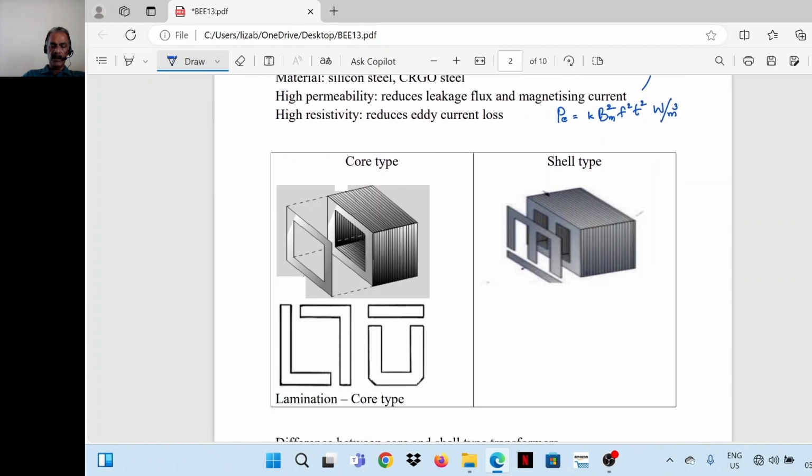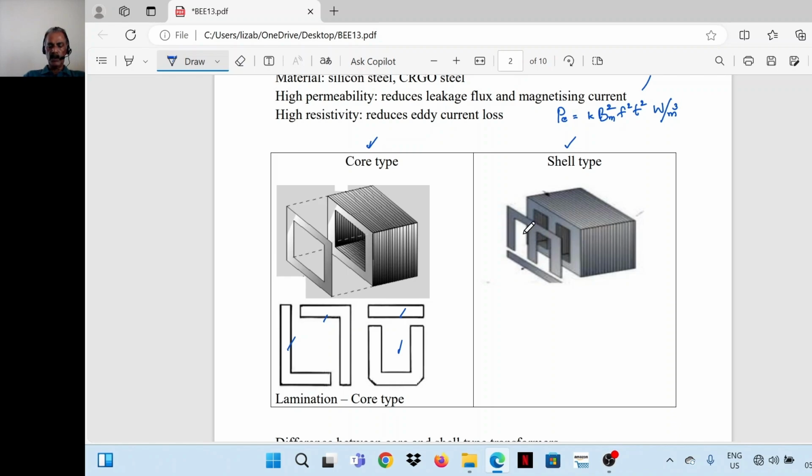There are two types of transformers: core type and shell type. These are laminations. For the core type transformer, we can use L shape and U shape laminations. This is L shape lamination. This is U and I. This kind of laminations are used for constructing the core. Between two laminations, there will be a certain insulating material, so that the two laminations are electrically separate.